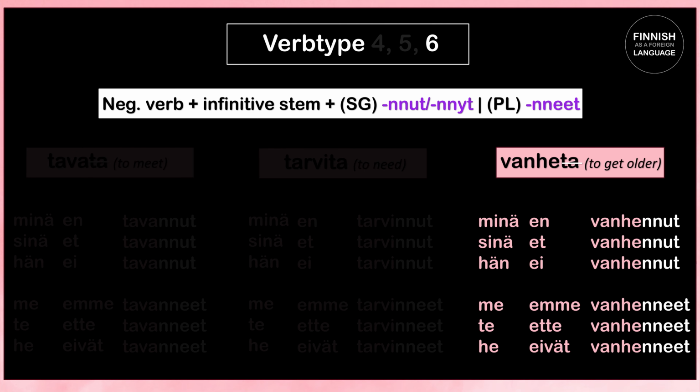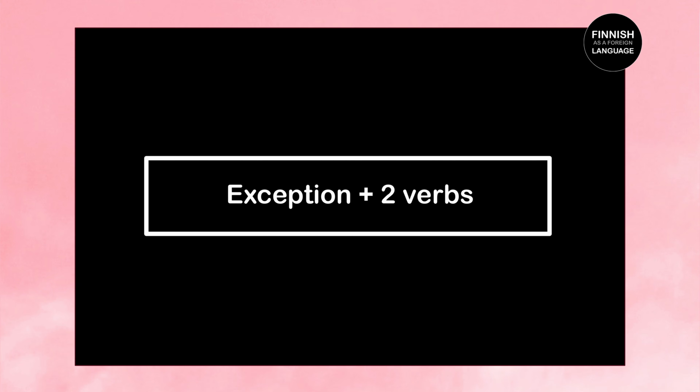Minä en vanhennut. I didn't get older. Sinä et vanhennut. You didn't get older. Hän ei vanhennut. He or she didn't get older. The plural forms, me emme vanhenneet. We didn't get older. Te ette vanhenneet. You didn't get older and he eivät vanhenneet. They didn't get older. So that was it with all the verb types. Now we move on to chapter 2, where we are going to learn about the one exception plus two important verbs.